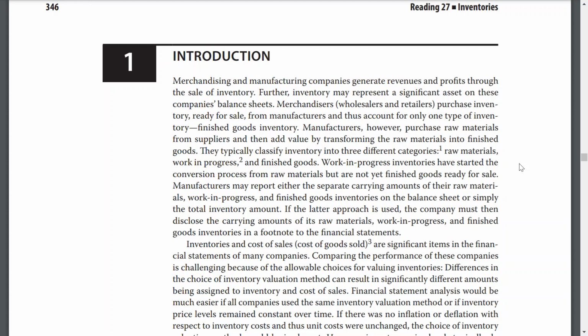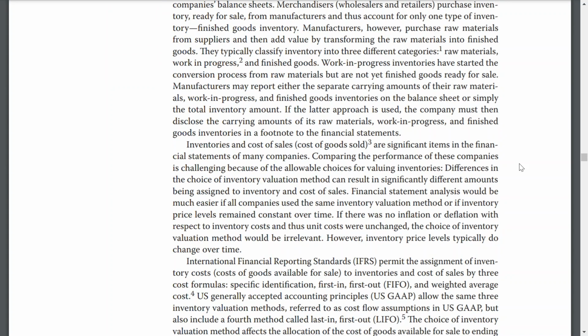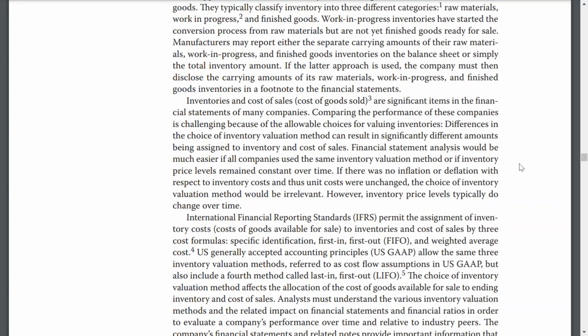Inventories and cost of sales are significant items for many companies, and comparing the performance of these companies is challenging because of the allowable choices for valuing inventories. Differences in the choice of inventory valuation methods can result in significantly different amounts being assigned to inventory and cost of sales. Financial statement analysis would be much easier if all companies used the same inventory valuation method, or if inventory price levels remained constant over time.